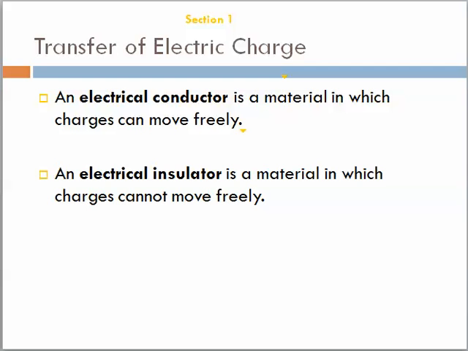Transfer of electric charge. Well, an electric conductor is a material in which charges can move freely. Examples of conductors are metals. The electrons in there are the charges. They can move freely. The electrons are going to float in there and just move freely. The protons can't. An electrical insulator is a material in which charges cannot move freely, and that's why charge doesn't move through that material. Wood, rubber, those are examples of materials that do not allow the electrons to flow freely.